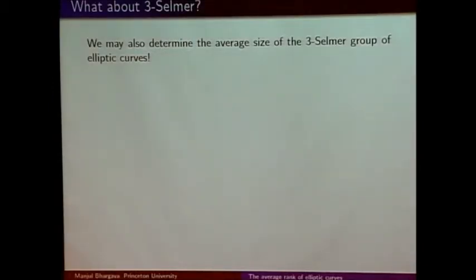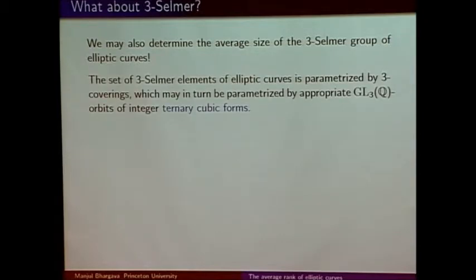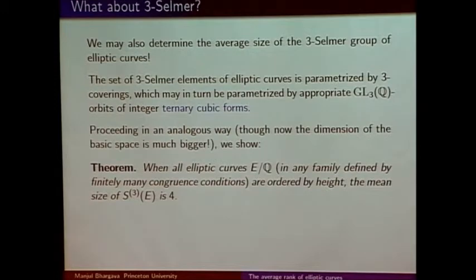Okay. So what about 3-Selmer? It turns out one can also determine the average size of the 3-Selmer group of elliptic curves. And here, instead of using binary quartic forms, one uses ternary cubic forms. So 3-Selmer elements of elliptic curves are parameterized by 3-coverings, and those can be parameterized in an analogous way by ternary cubic forms. So again, not all ternary cubic forms, but those that are locally soluble, and then you pick one integral model for each one, and you show that you can make the invariants match up. And so you proceed in an analogous way, but now the dimension is much bigger, and the cusps are considerably more complicated, but this can eventually be done.